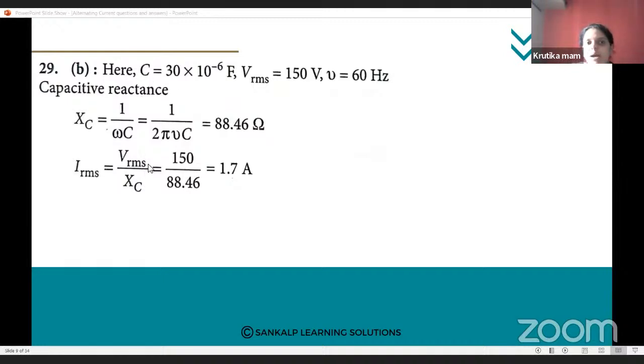IRMS is equal to VRMS divided by XC. VRMS is equal to 150 volt. XC is equal to 1 upon omega C, which is 1 upon 2 pi FC. If you simplify, you get 88.46. So IRMS comes to 1.7 ampere. Yes, option B, very good. Remaining students who did not understand, please copy it down.